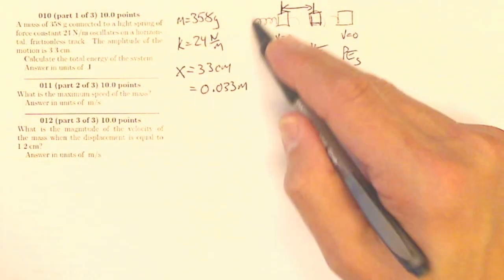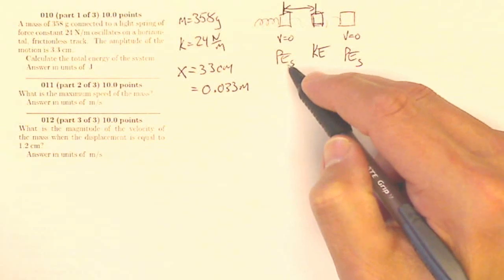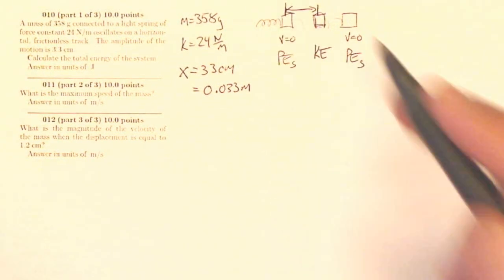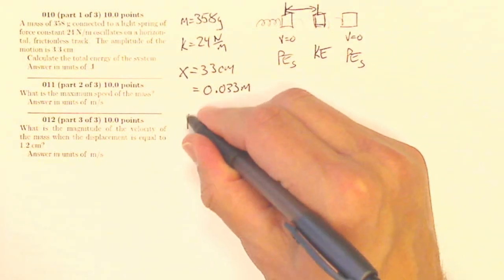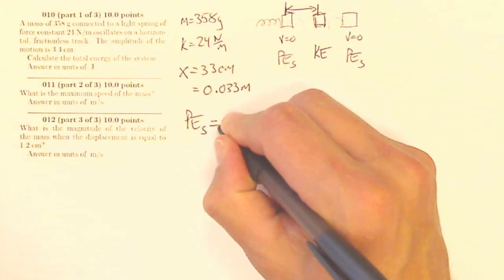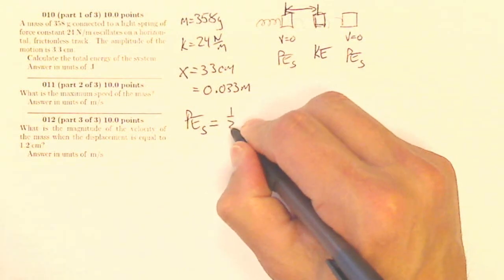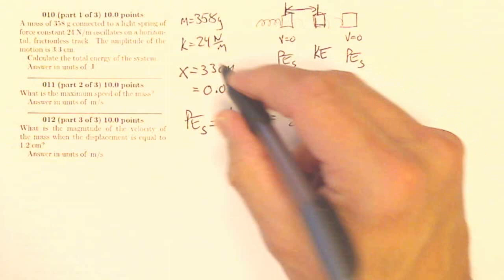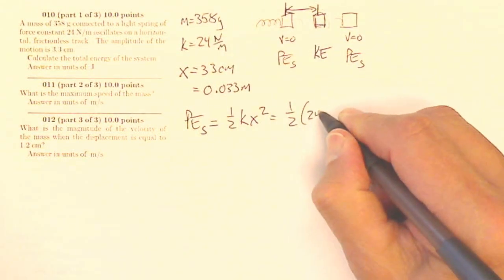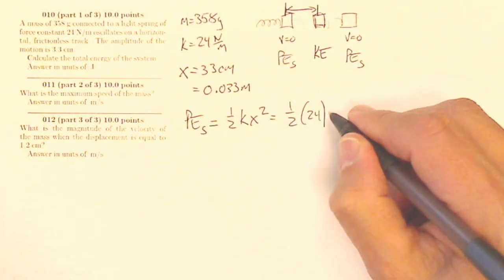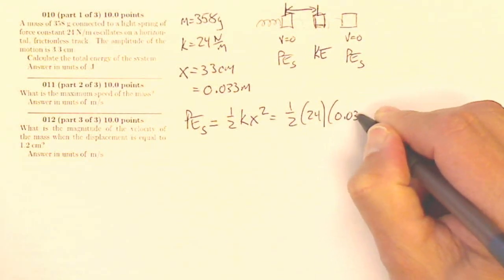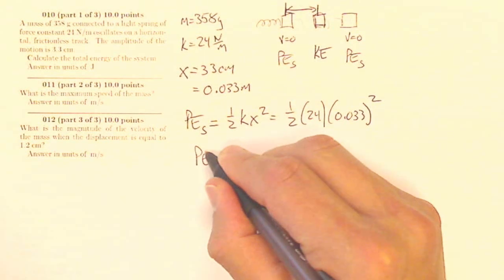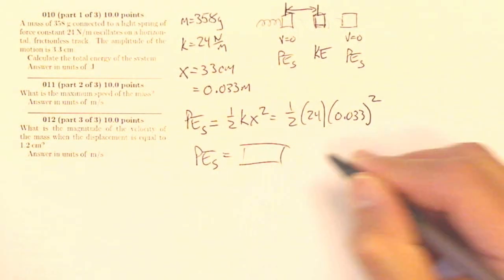Well, if I'm just looking at this spot here, that's pretty good because I can look at the energy in the spring, and that's all it's got, because it can't fall and it's not moving, but it's got a compressed spring. So I know that the potential energy of the spring is going to be the total energy of the system: 1/2 kx squared, is 1/2 of my k is 24, my x is 0.033, and don't forget to square that. So that'll give me my potential energy in the spring, which is the total energy in the system.